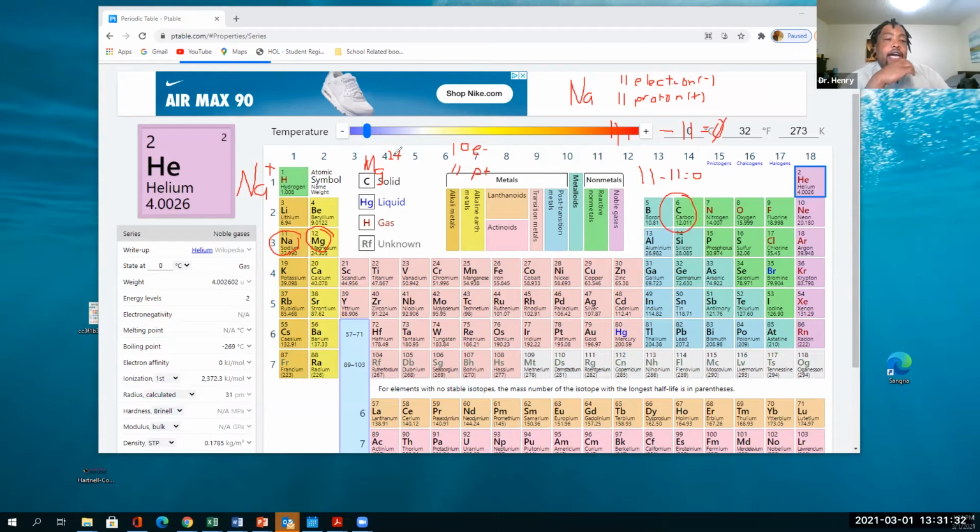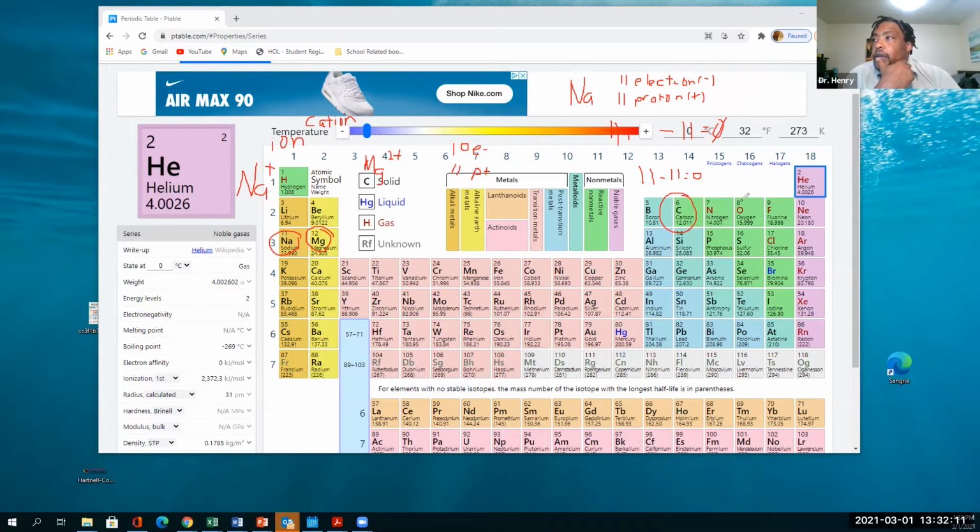Since these are positive ions, they're called cations. Cations are positive. Cat, pa, pa. You get it? It's a bad joke, I know. Okay, so cations are positive ions.